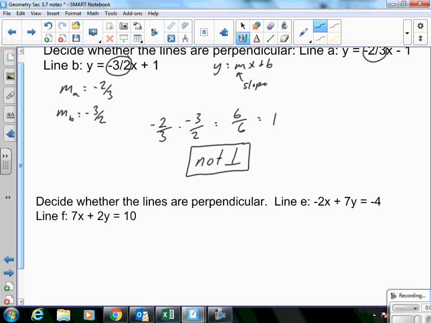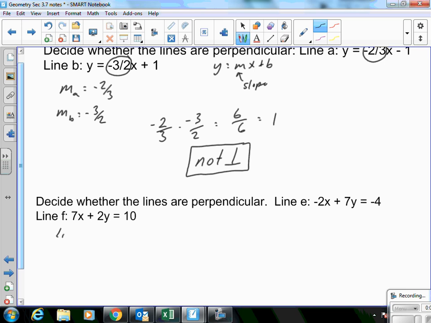Alright, so then this next one is a little more complicated, because if we look at the equations that they give us for line E and line F, they are in standard form instead of being in y equals mx plus b format, or slope-intercept form. So we've got to first solve these equations for y so that they'll end up being in slope-intercept form.